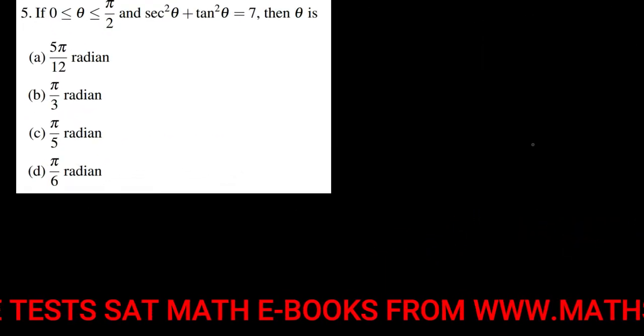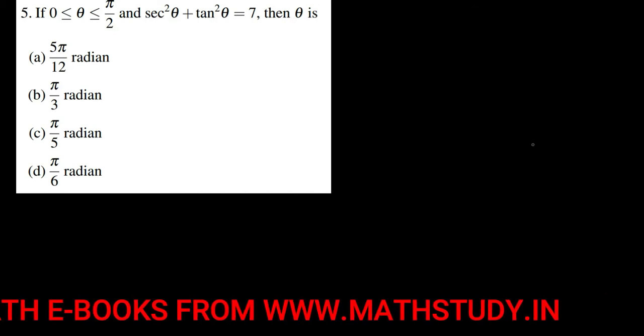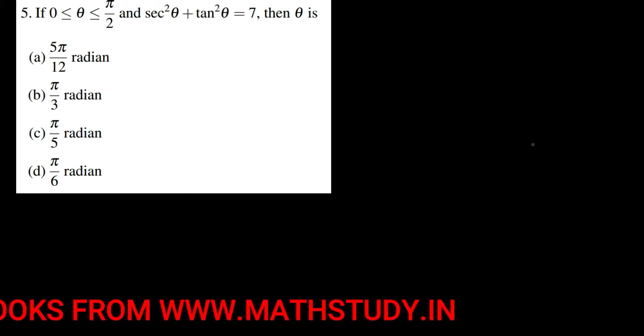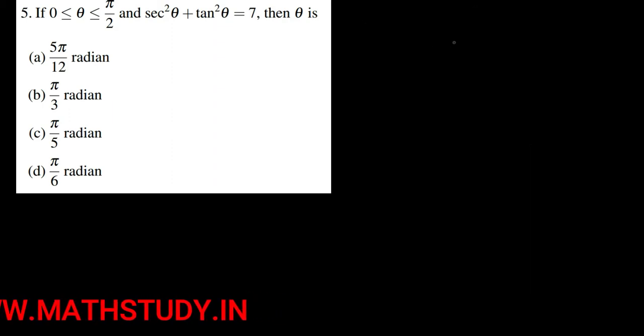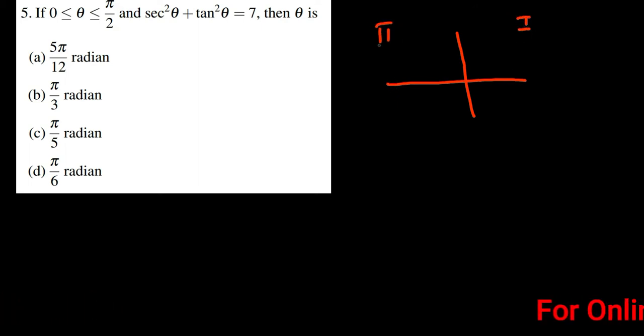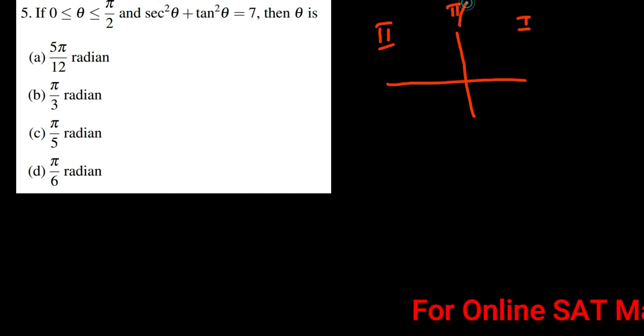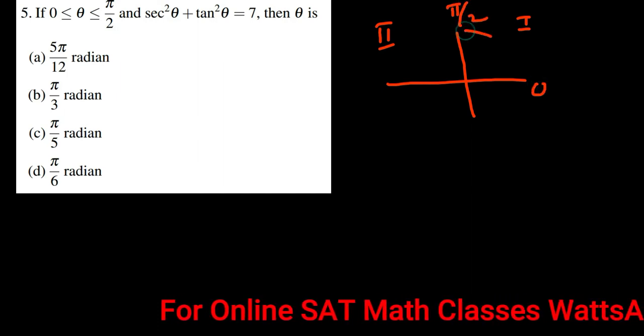So students, this is our question number 5, which is of trigonometry, and here we have theta, which is lying between 0 and pi by 2. That means theta is lying somewhere here, right? So this is our first quadrant, and this is our second quadrant, and this is basically pi by 2 or 90 degrees, and this is 0 degrees, right? So theta is lying here.